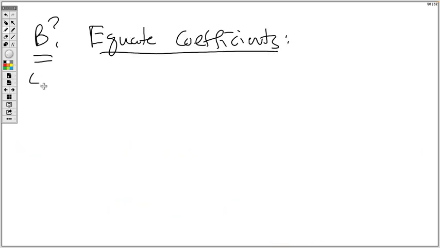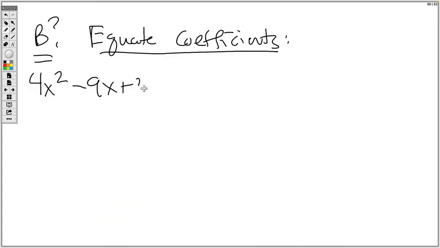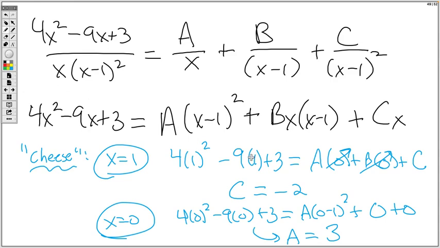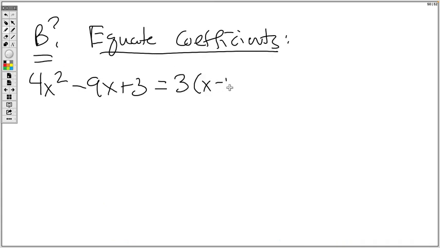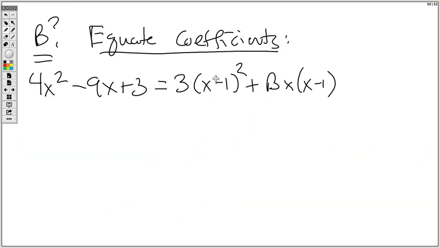So let's go left-hand side. I got my 4x squared minus the 9x plus the 3. And on the right-hand side, I've got a times x minus 1 squared, but a I found out was 3, plus b times x minus 1 plus cx, but c was minus 2, so minus 2x. If this is going to be true for all real numbers, then the coefficients of the powers of x need to match up on both sides.